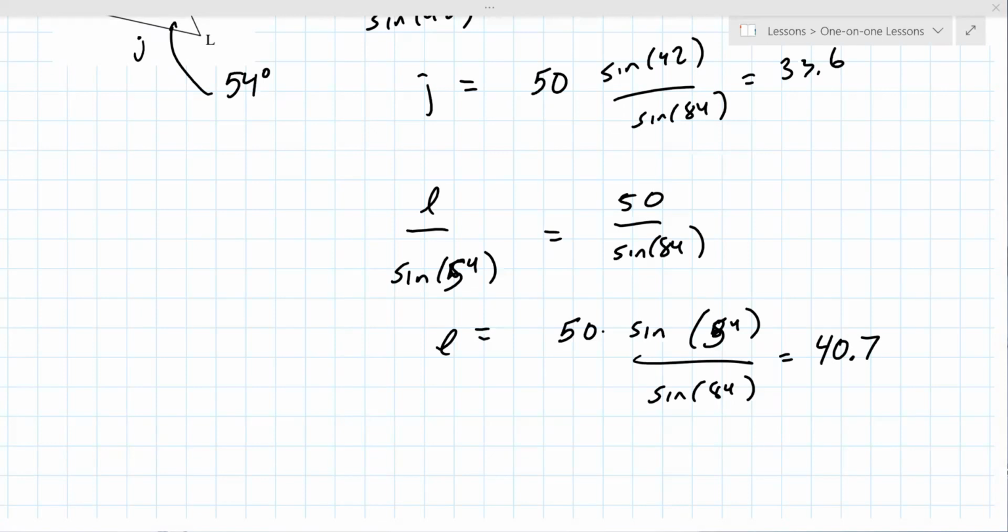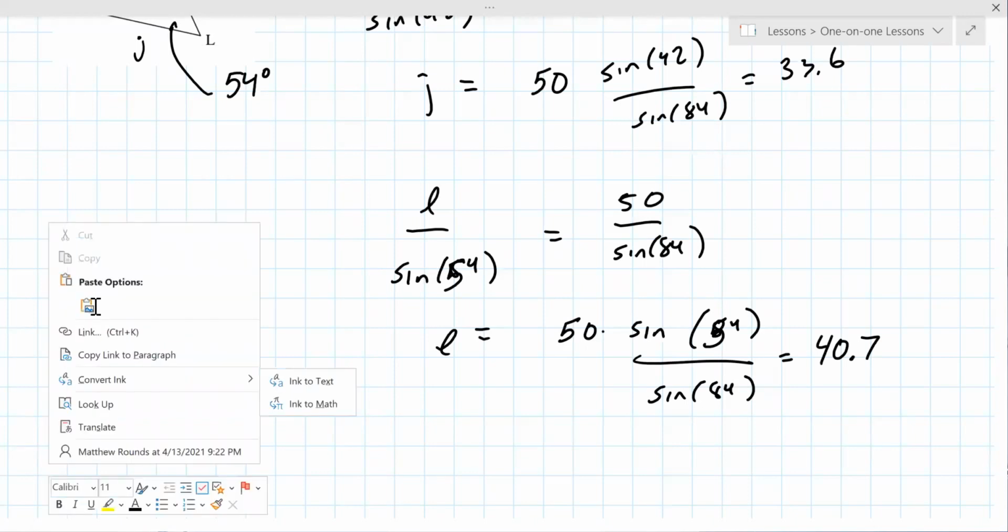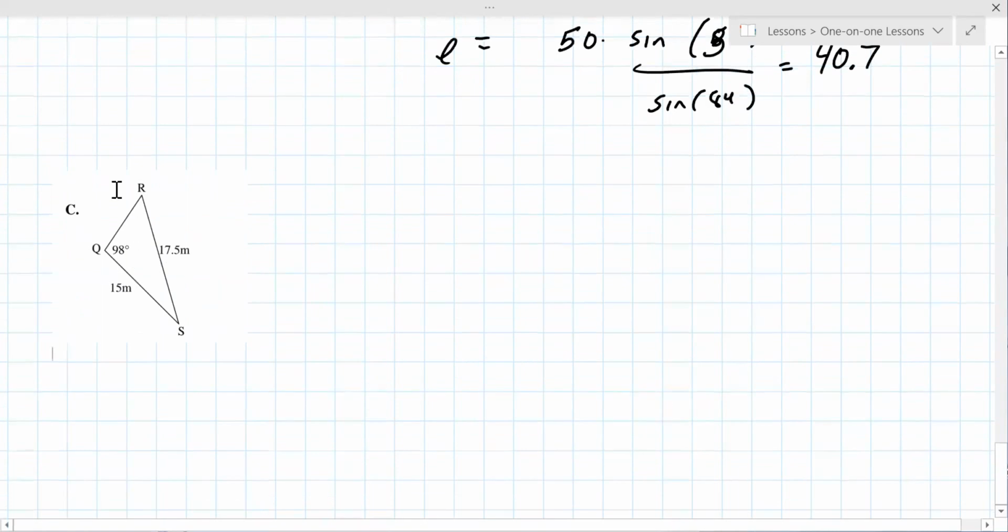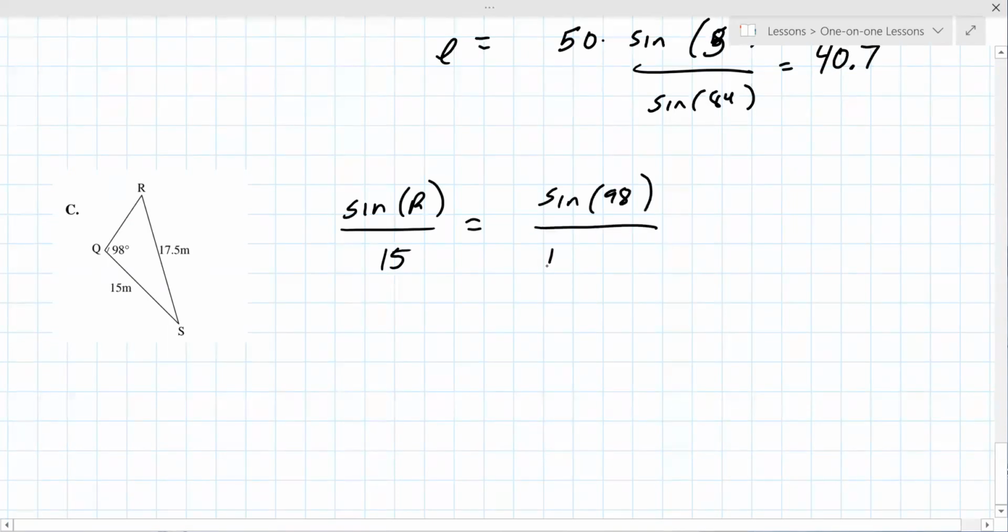The next one here is C. These are a little slower because I have to do a few more calculations for them. The first couple, they gave you two angles and a side. Now they give you two sides and an angle. That means you're going to find the angle first. So we're finding the sine of big R, and it's across from the 15. And that equals sine 98 over 17.5. So R, this is the shortcut, is sine inverse of 15 over 17.5 sine 98.